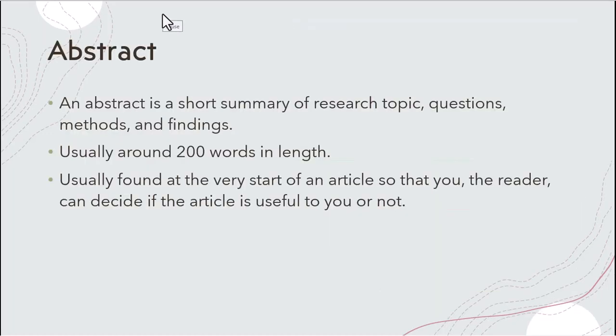The abstract is a short summary of the research topic, questions, methods, and findings. It's usually around 200 words, and it's usually found at the very start of an article so that you, the reader, can decide if that article is going to be useful to you or not.